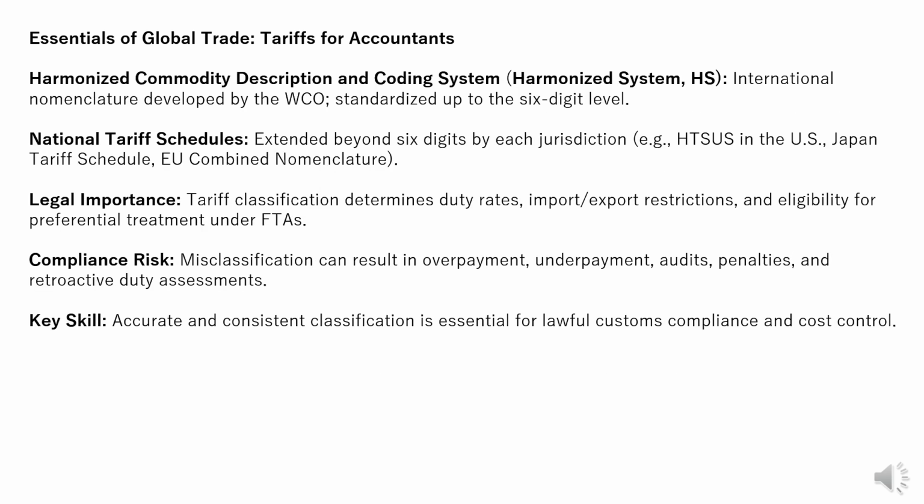Tariff classification and HS codes. The amount of customs duty payable depends on the tariff classification of the goods. This classification follows the Harmonized System, HS, developed by the World Customs Organization, WCO. The HS is standardized worldwide up to the 6-digit level. Beyond 6 digits, each country expands the code to create its own national tariff schedule. For example, the Harmonized Tariff Schedule of the United States, HTS, the Japan Tariff Schedule, or the EU Combined Nomenclature.